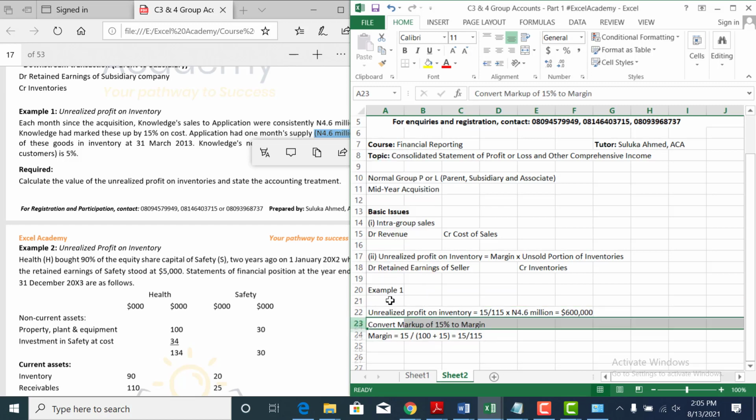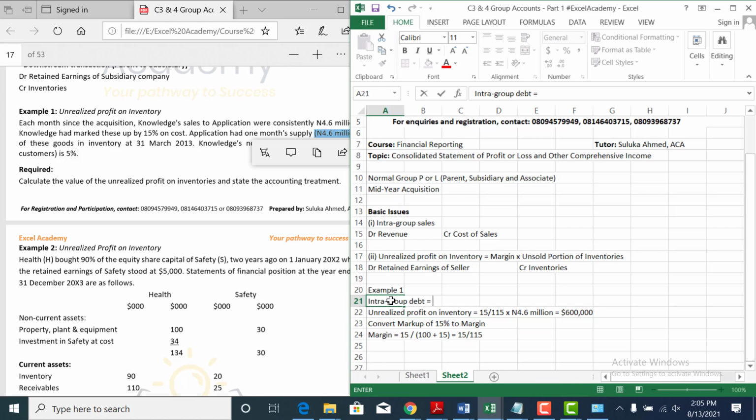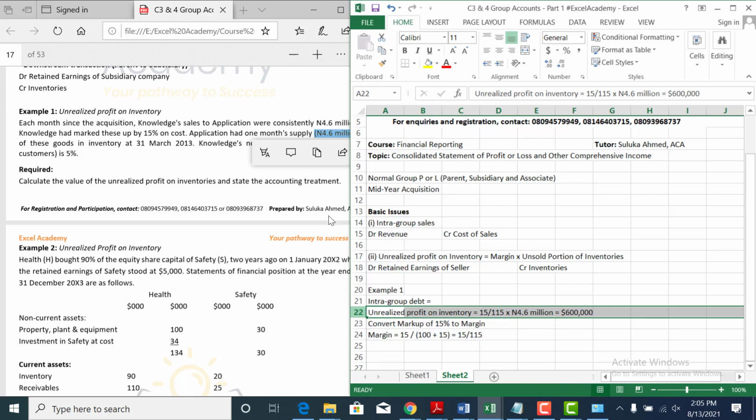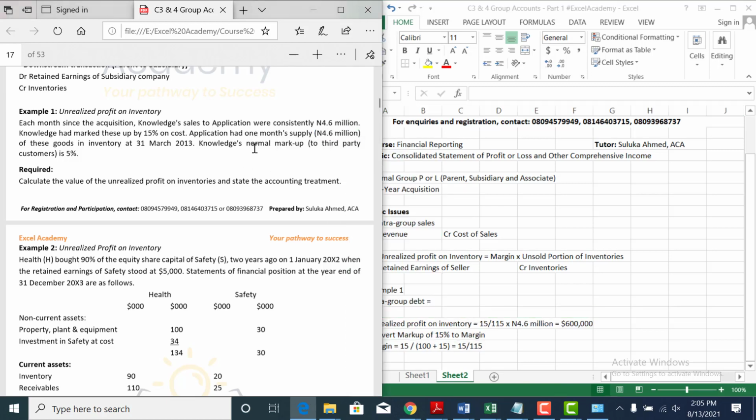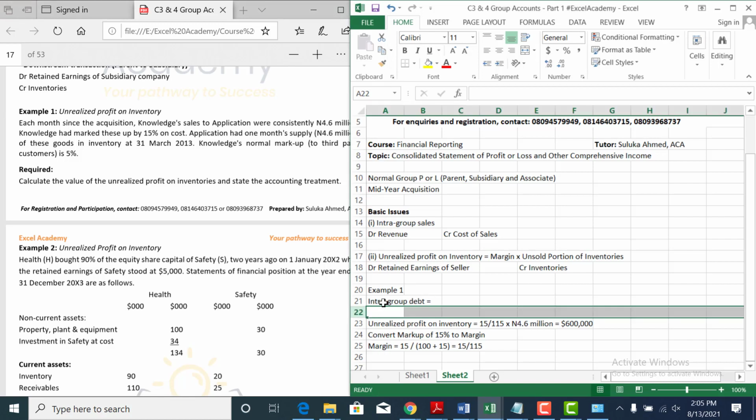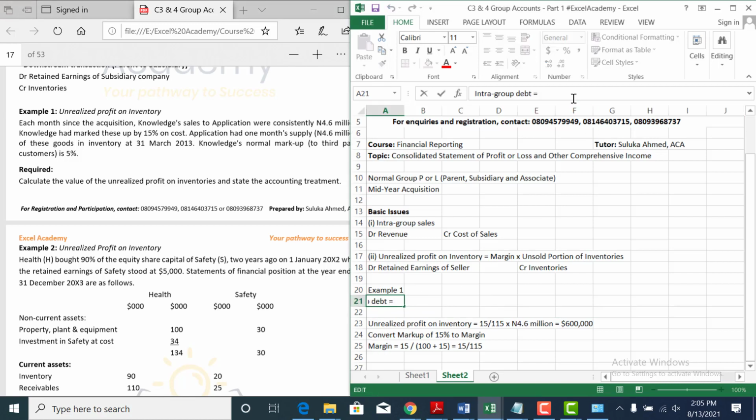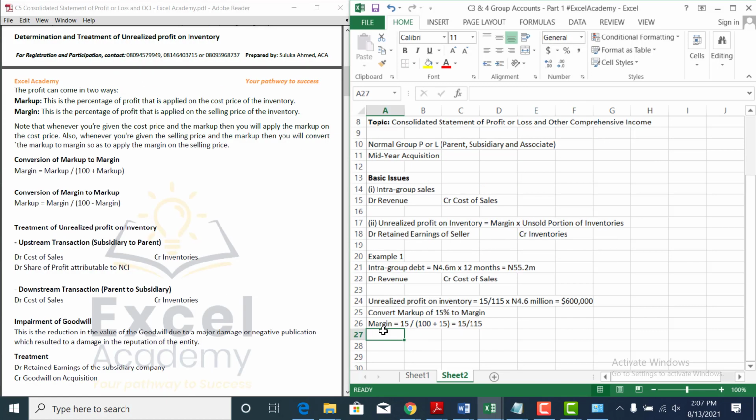First of all, we need to treat the intra-group debt, right? So intra-group debt here would be what? They said consistently, each month since acquisition, knowledge sales were consistently 4.6. Let's assume that the post-acquisition period is 12 months. It is an assumption. Which means the total intra-group sales will be 4.6 million times 12 months. Unrealized profit will be debit cost of sales, and we credit inventories.